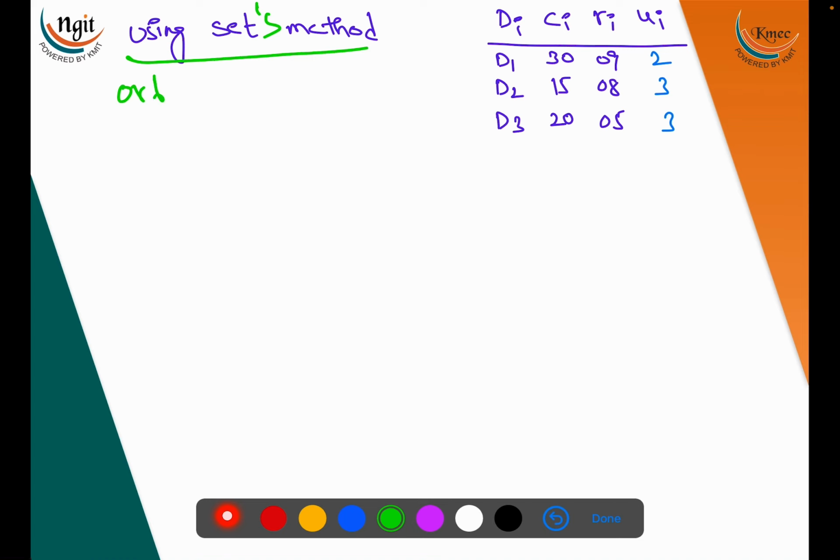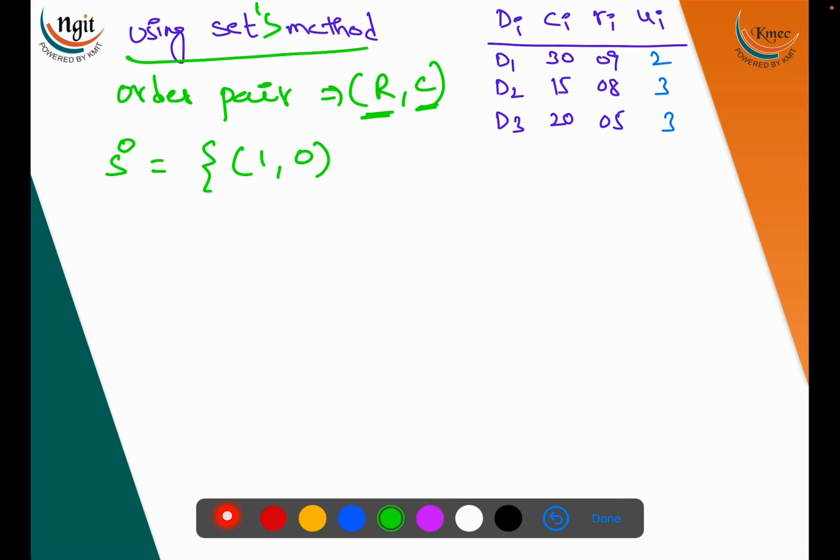Now, ordered pairs relating to the cost. An ordered pair is what? R comma C, reliability and cost. Now, S0, the first set, is 1 comma 0. That means I could take 0 here, as we did in the knapsack problem, but I am not going to take 0. Because I am going to calculate the reliability, I have to multiply. If I took 0 here, what happens? 0 into something becomes 0. That is the reason I am taking it as 1.